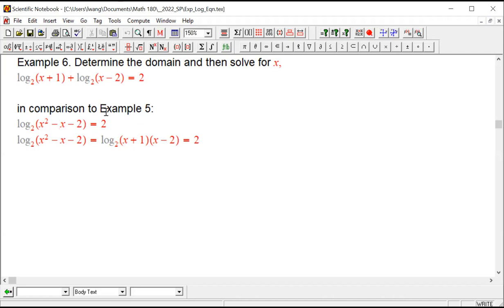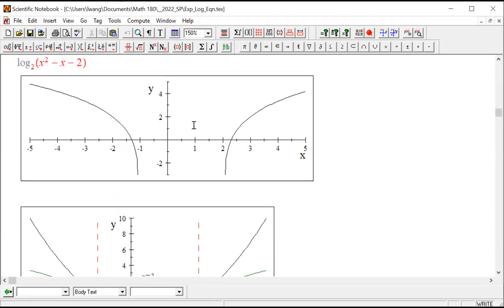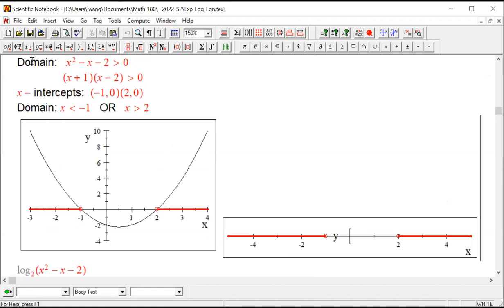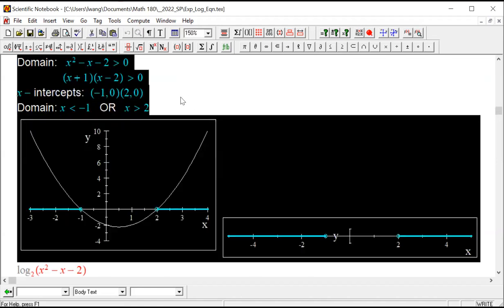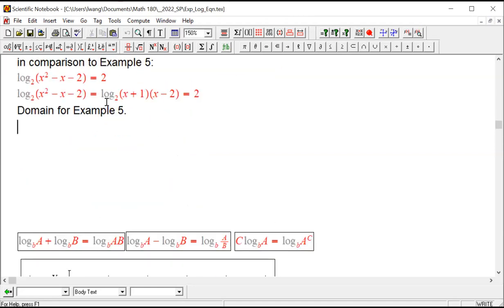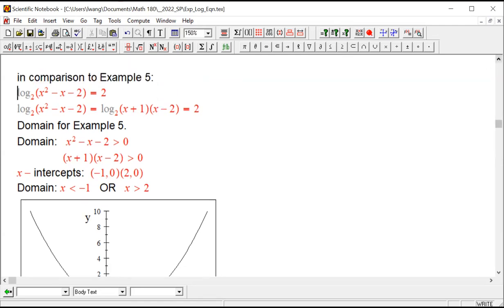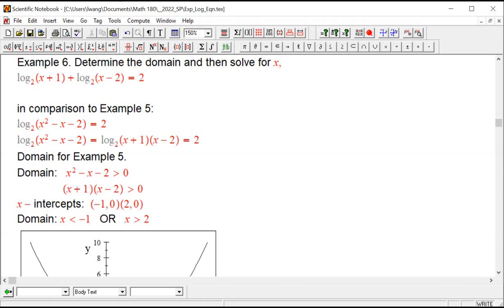We know the domain for example 5, right? We worked it out. This piece, right? So I'm going to copy the whole piece here. We know the domain for example number 5. We had that. Okay. So now when we look at example 6, what is the domain?